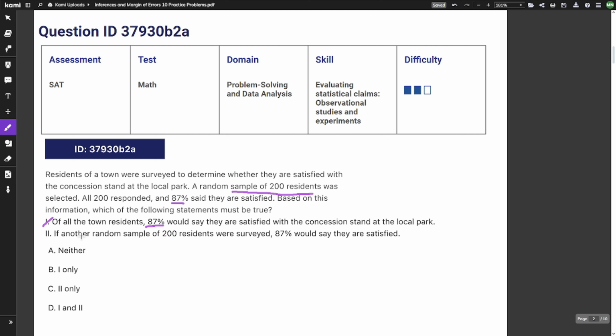And then 2, if another random sample of 200 residents were surveyed, 87% would say they are satisfied. Once again, this 87% only happened with these 200 residents. If we had a completely different survey, it's probably not going to have the exact same results. So it's not going to be 2 either. So our answer is A, where neither of them are true. And if we think back to margin of error real quick, you remember that no study is ever 100% accurate. So this applies here too, where no 2 studies are ever going to be 100% the same, whether it be of all the people or of another 200 random people.